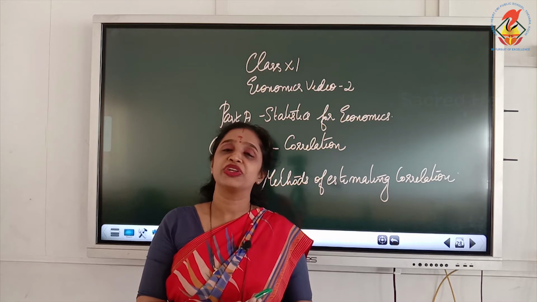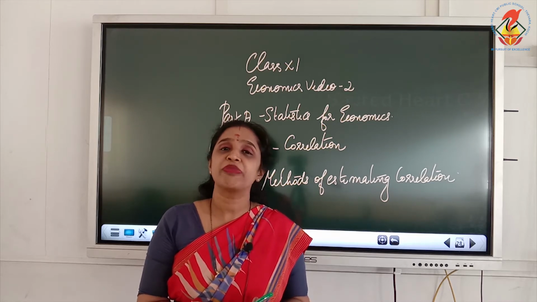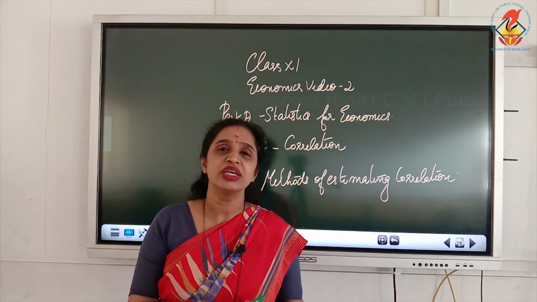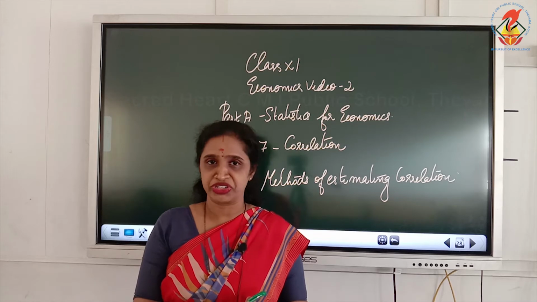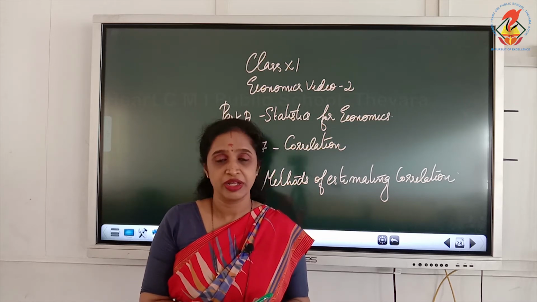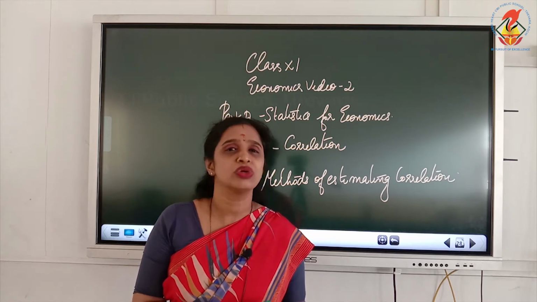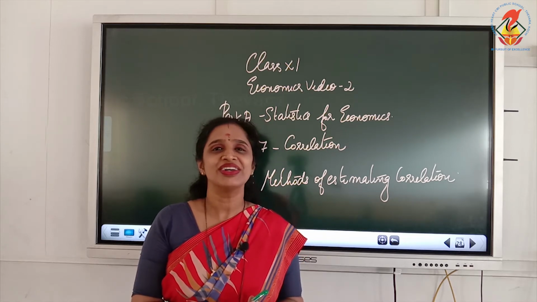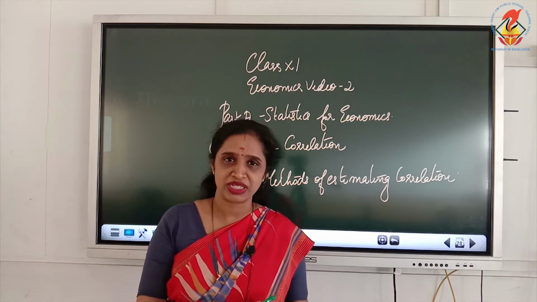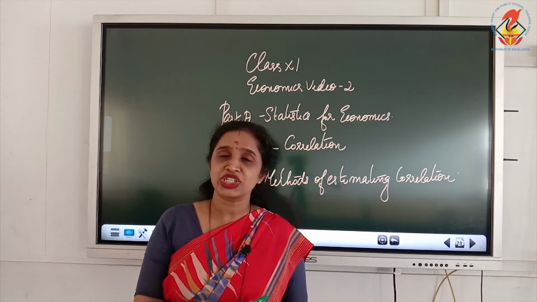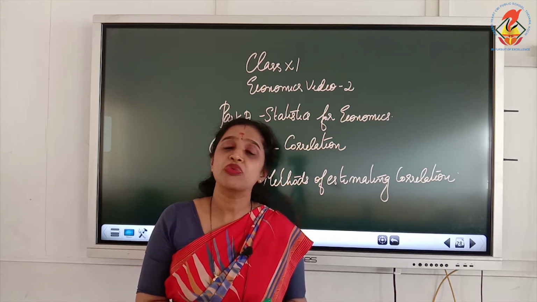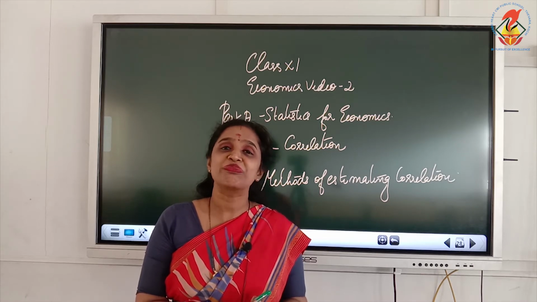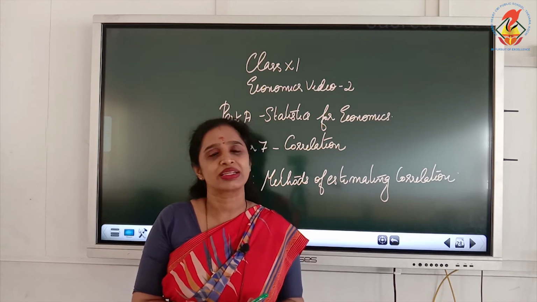Then we have the method of estimating the correlation given by Spearman. He is a statistician and therefore his method is known as Spearman's rank correlation coefficient or rank correlation method. His method is known as rank correlation, ranking the relationship between the variables. Now if it is ranking the relationship between the variables, we can say that his study is based on qualitative variables. What are qualitative variables? They are attributes such as talent, skill, etc.